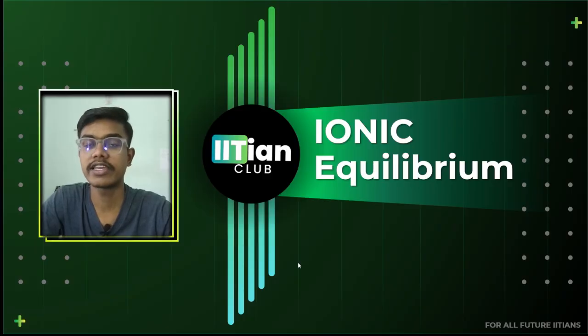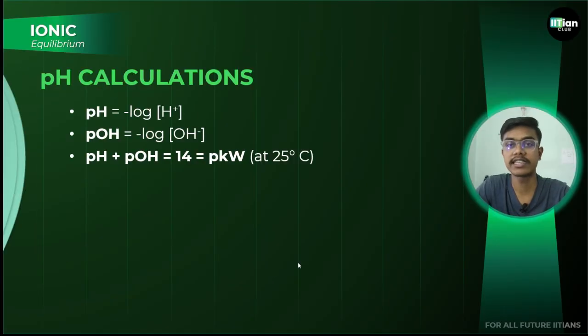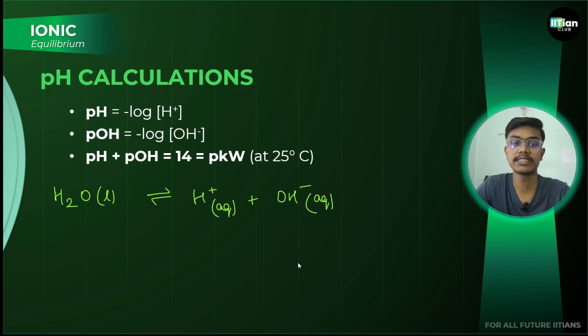Next up, we have ionic equilibrium, and the first one is pH calculations. pH is equal to minus log of concentration of H plus ions, and pOH is negative log of OH minus concentration. pH plus pOH is equal to 14 at 25 degrees Celsius.